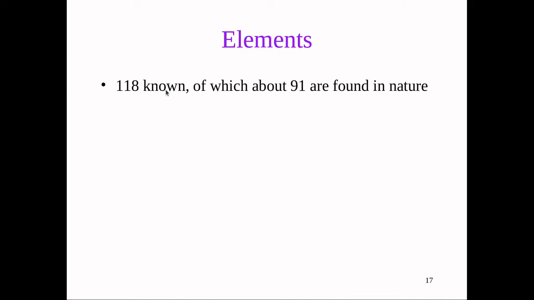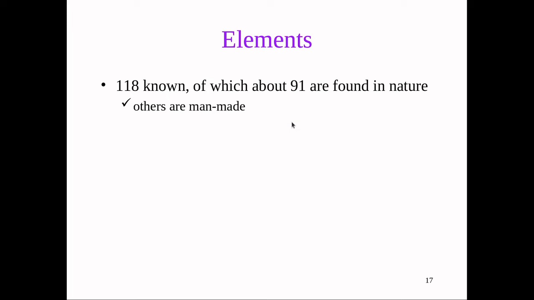There are 118 known elements, only about 91 of which are found actually in nature. The others, the difference here, are man-made. We make those in super colliders and stuff like that, where we actually smash atoms together to make bigger ones. And at this point, we may have now actually filled out the periodic table. It's very likely that we have actually found every single element that there is at this point, and that was a fairly recent development, actually.